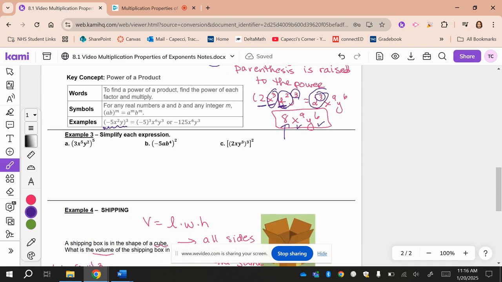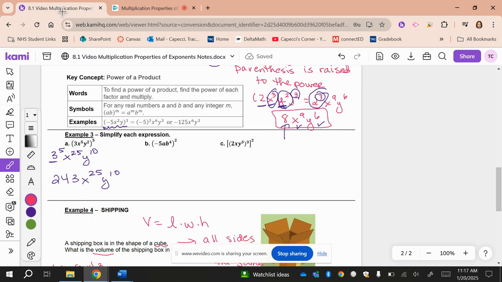Okay, so let's take a look. So we have 3 to the 5th, x. Now again, remember we're multiplying. 5 times 5 gives me 25. And then we have y to the 10th. So the only thing we have to simplify at this point is 3 to the 5th. You can just use your calculator for that. So I have 243, x to the 25th, y to the 10th.